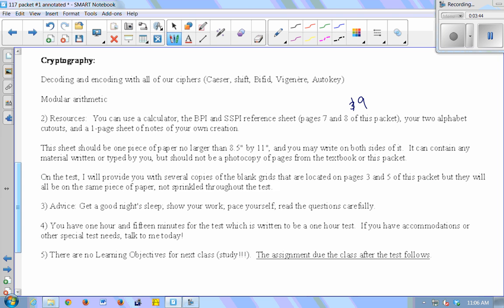It should not be a photocopy of someone else's sheet or direct photocopy of pages from the book or this packet. On the test, I will provide you with several copies of blank grids located on pages 3 and 5 of the packet. But they'll all be on the same piece of paper, not sprinkled throughout the test.